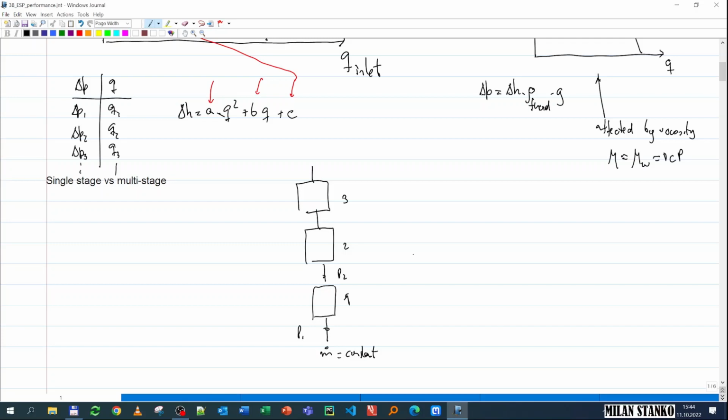Okay, so that means that the delta P of the pump is going to be the sum of all the stages, from 1 to the number of stages that I have, of the delta P of the stage.